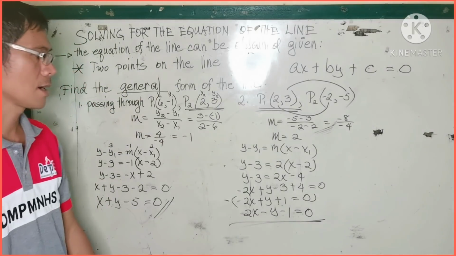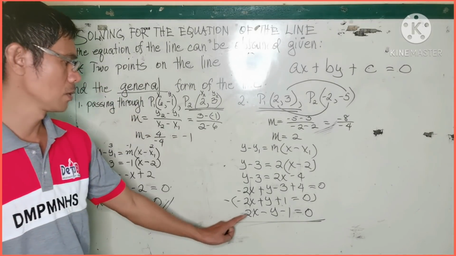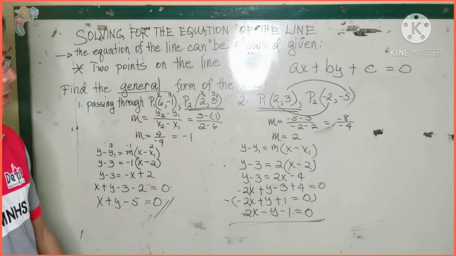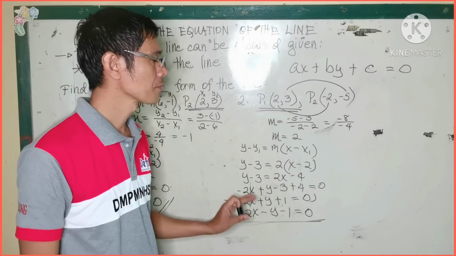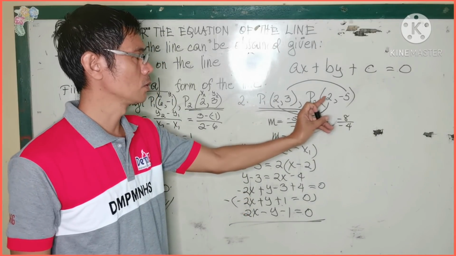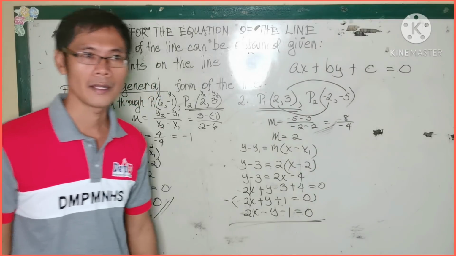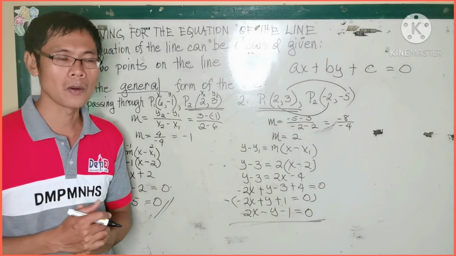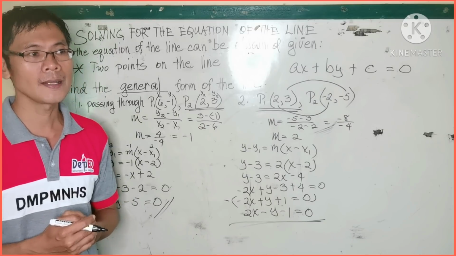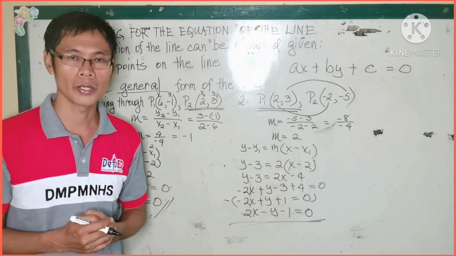So that is now the final answer. 2x minus y minus 1 equals 0. So that's now the equation of the line passing through 2, 3, and negative 2, negative 5. So that's how we solve for the equation of the line given 2 points.